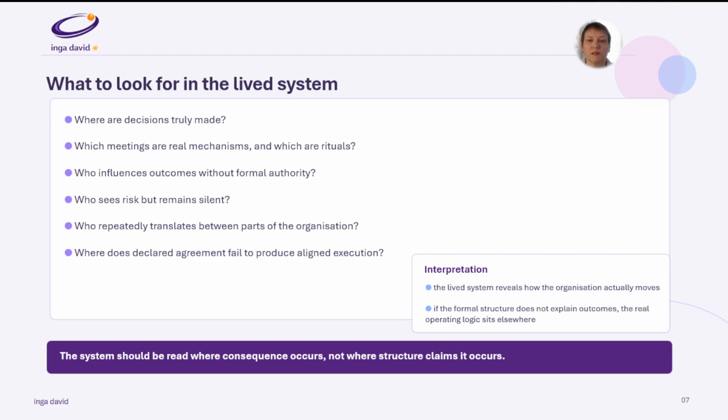Interpretation. The lived system reveals how the organization actually moves. If the formal structure does not explain outcomes, the real operating logic sits elsewhere. The system should be read where consequences occur, not where structure claims it occurs.